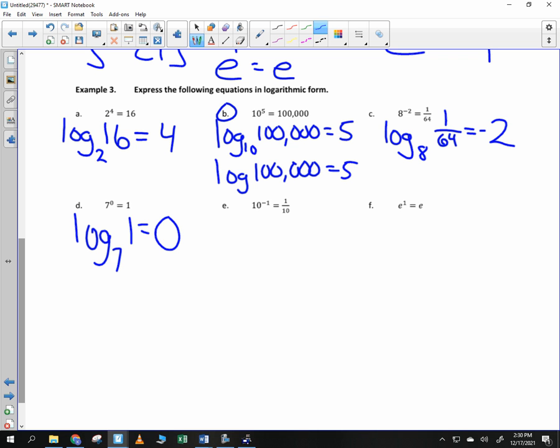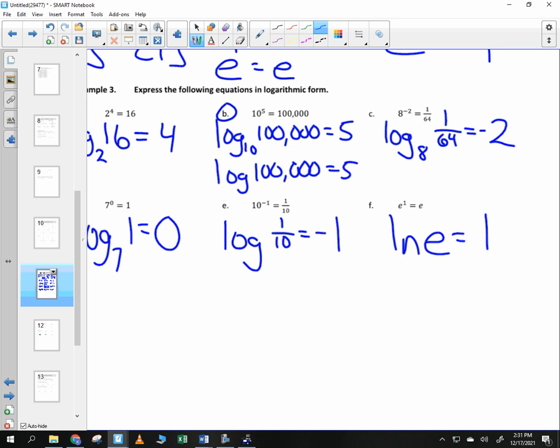So 10 to the negative 1 is equal to 1/10. Log, what's the base? 10, I don't have to write it, of 1/10 is equal to negative 1. Uh-oh, for f, the base is e. So what should I write? Natural log of e is equal to 1. Not too bad, huh? Let's flip it over and we'll finish with these.